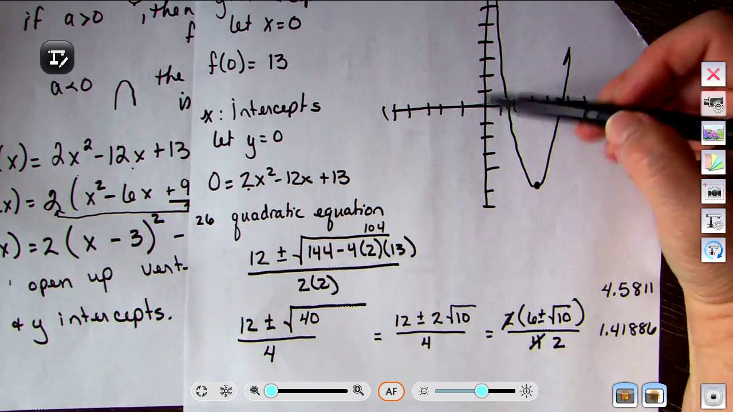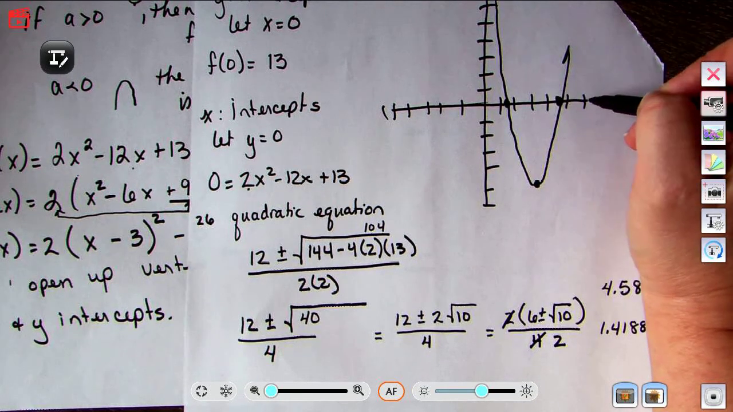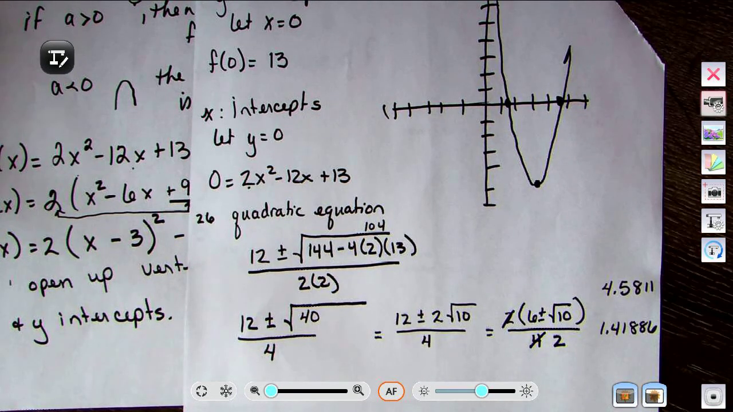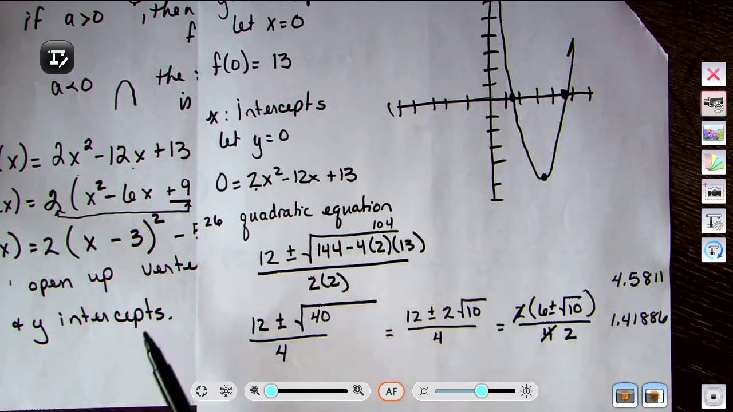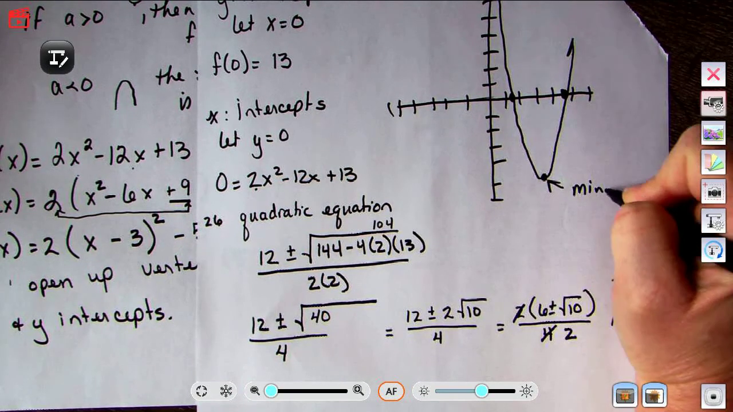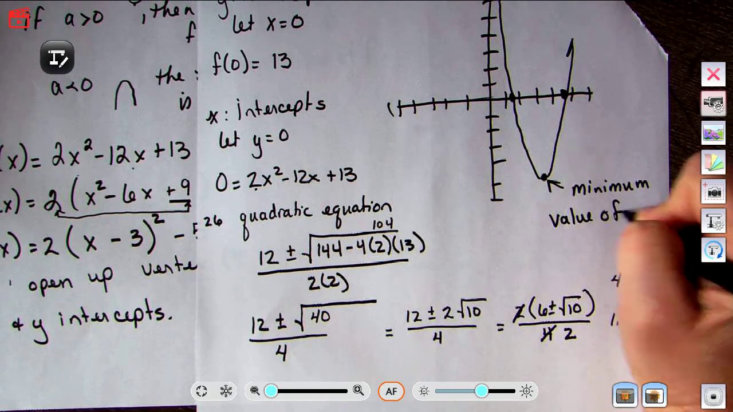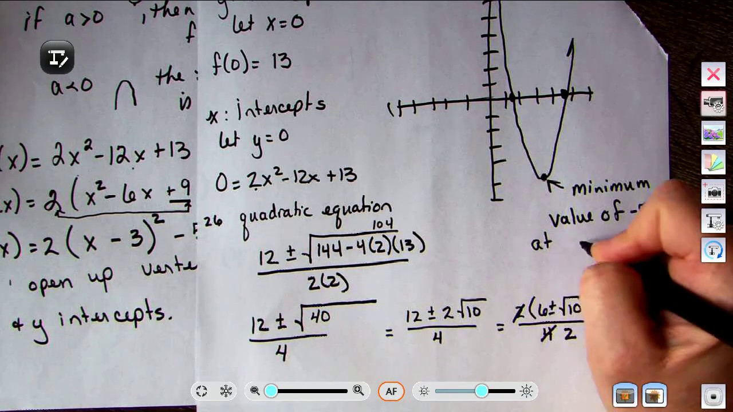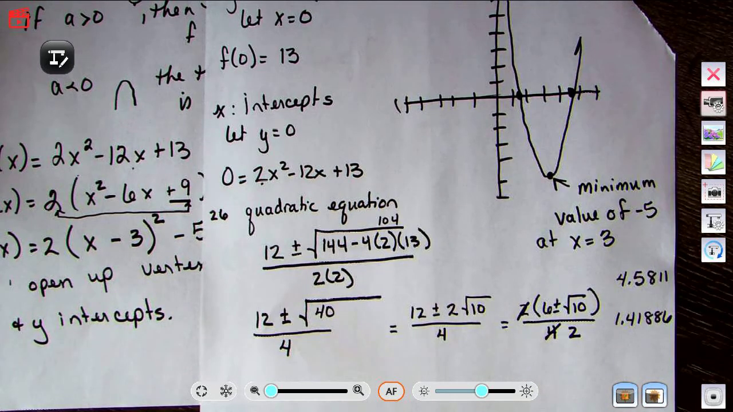I do know another point, since this is nice and symmetric. I also know that I'm going to be at (6, 13), remembering that that parabola is going to be nice and symmetric. Okay, so there is how we can complete our square, find our vertex, which is also our minimum. So we have a minimum value of negative 5, and it happened at x equaling 3. So we kind of put all of that into one idea.